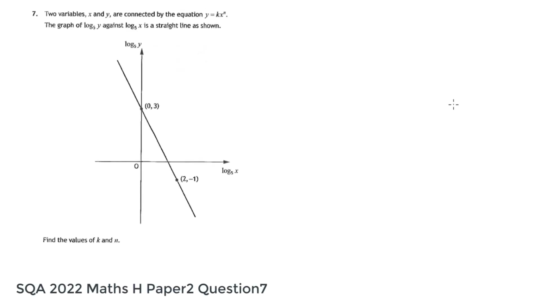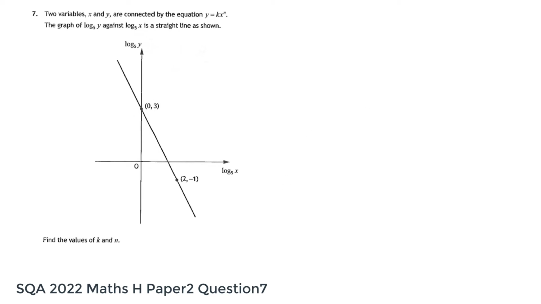So here's question 7. We've got two variables x and y, and they're connected by an equation of this form, y equals kx to the power n. And we've not defined values of k and n. The only information we're given is that the relationship between log to the base 5 of x and log to the base 5 of y is a straight line graph passing through these 2 points.